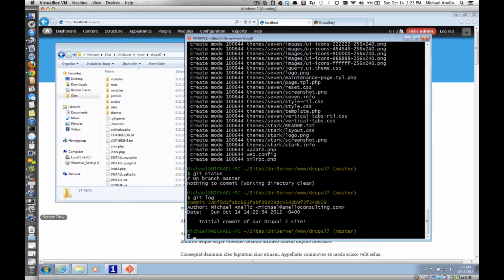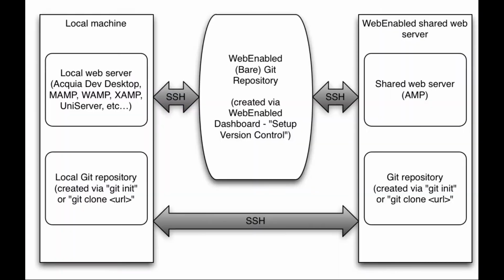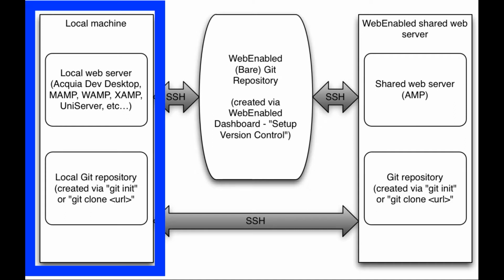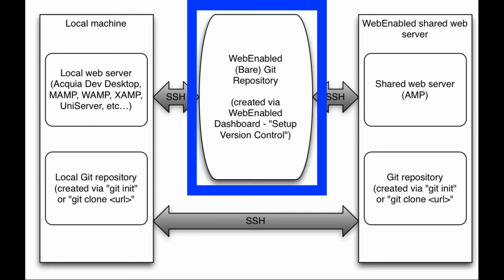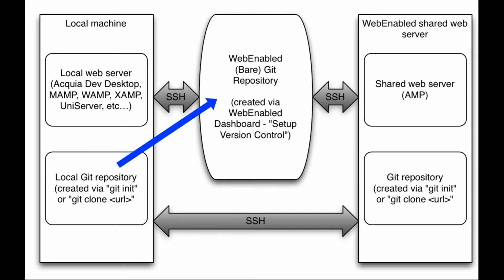I have an image to help illustrate this a little bit. Let me just bring that up. Here we go. So we've basically taken care of this stuff over here. This is our local machine. We have a local web server. We're using Uniserver. And I've just created a local Git repository. So the next step that we're going to do is set up a bare repository on WebEnabled and then push our local commits up to our bare repository via SSH.